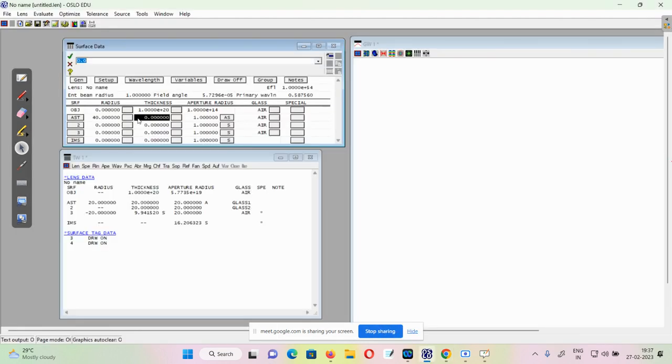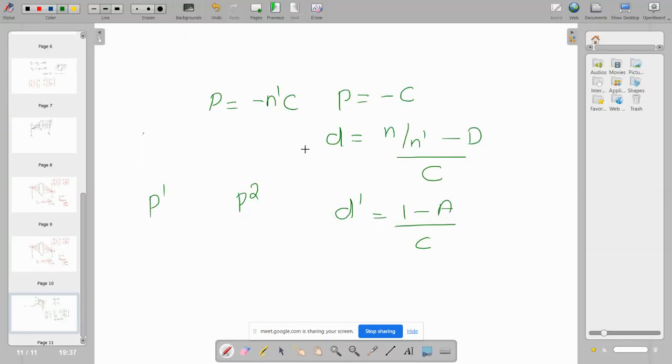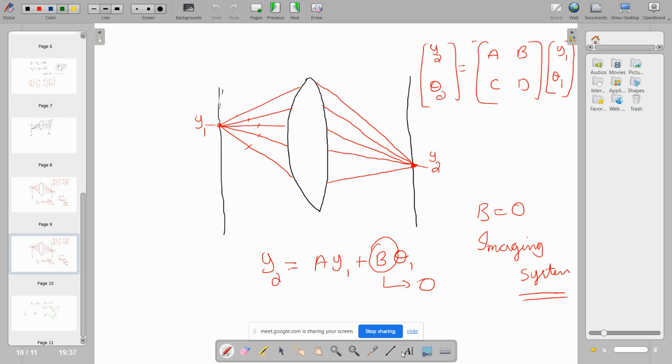Sir, from that equation, P is equal to minus n prime C, so what is the value of capital C? That C you have to find out from the values of all the surfaces, from the matrix. That's why it is becoming cumbersome.